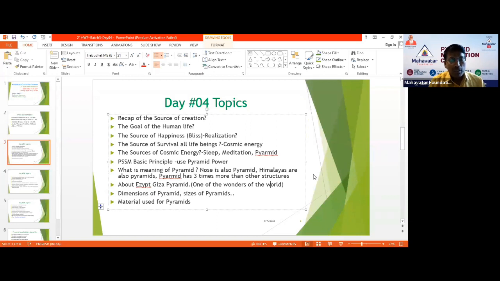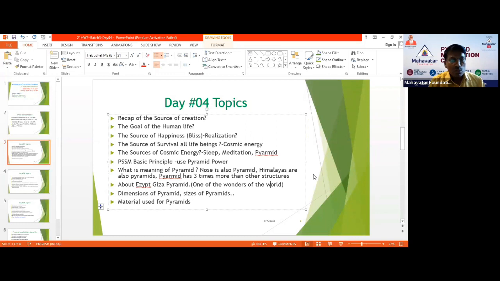What is more important is that you maintain the proper slope of the pyramid. That is the golden angle of the pyramid, which is very, very important: 51 degrees, 52 minutes, 10 seconds. Once you maintain that angle, you receive the highest amount of cosmic energy. See, there are many structures on this Earth planet. Most of the buildings we observe are rectangular, square or circular in shape.